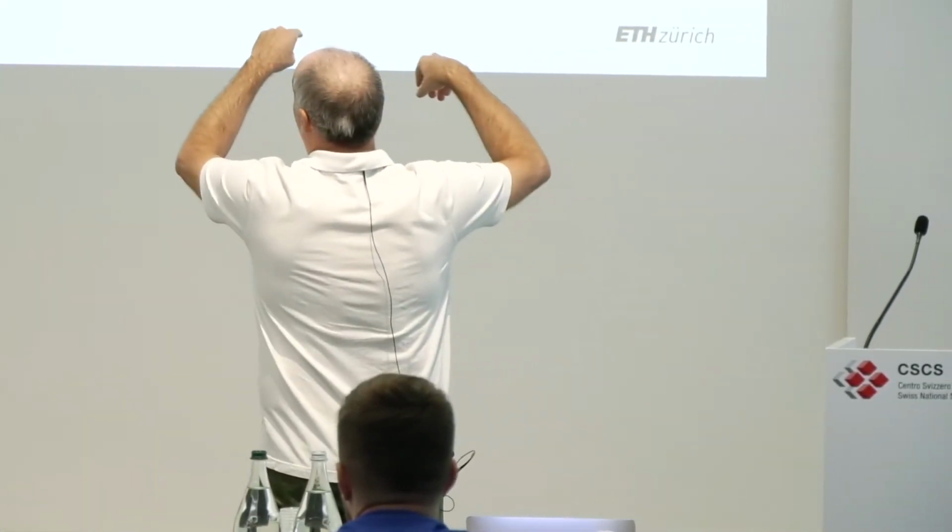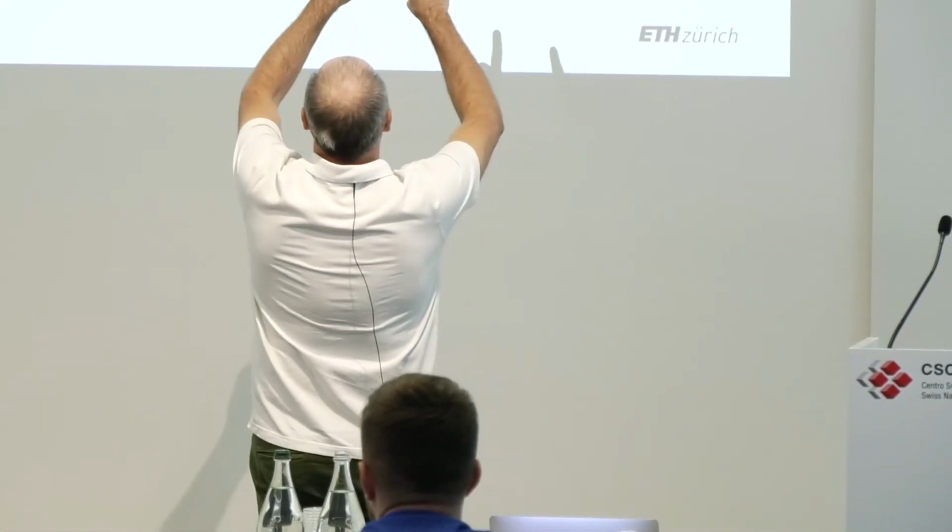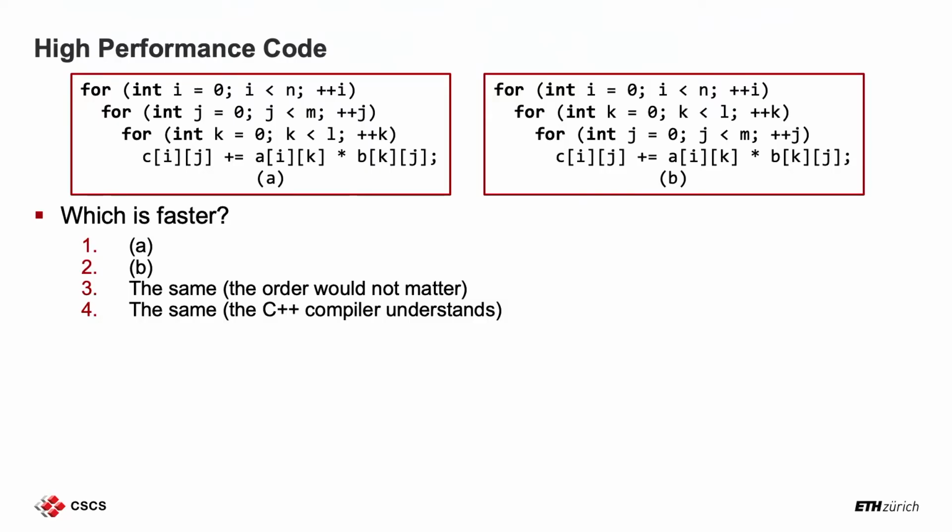Usually, if you're talking about floating point operations, probably B is faster, like people here raised their hand, because we are scanning column major C and B, and yeah, that's a valid argument. That's a valid argument because you are assuming also that this is C code, so it is laid out in a row major way, which I also didn't tell.